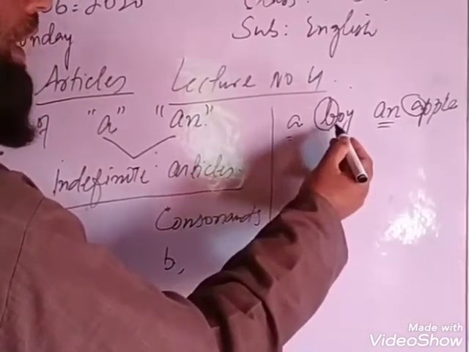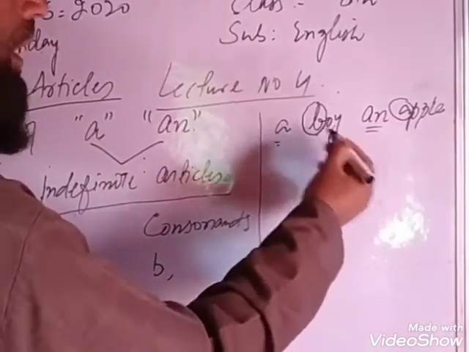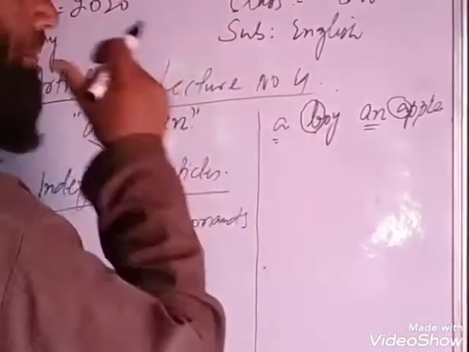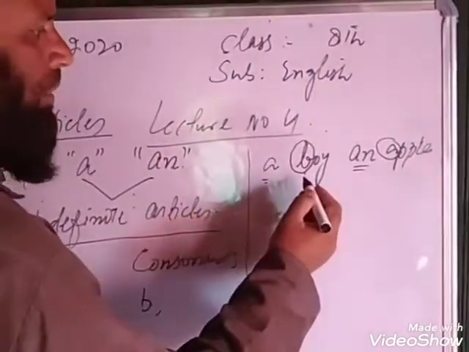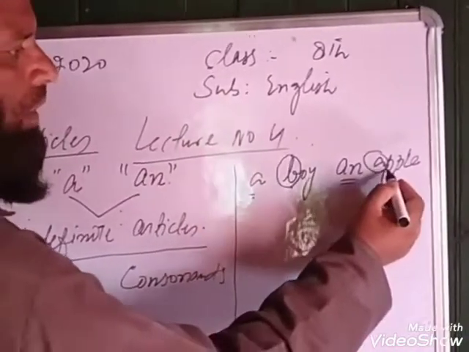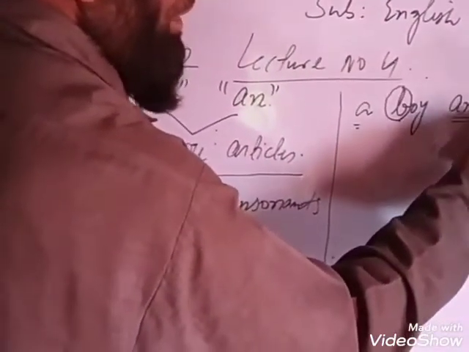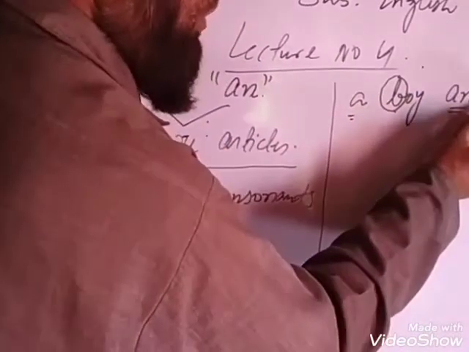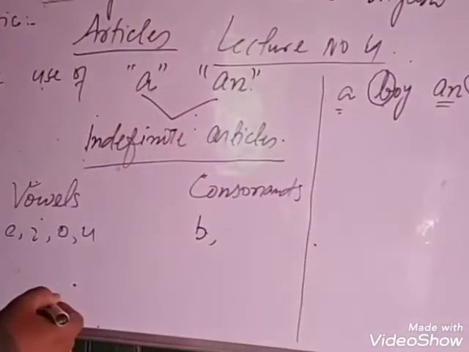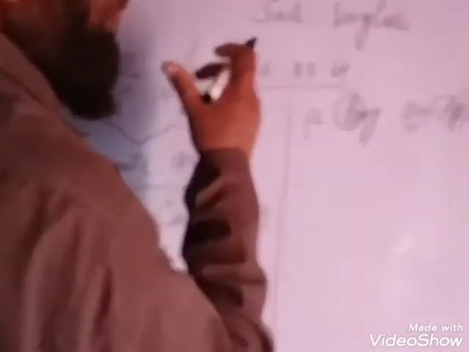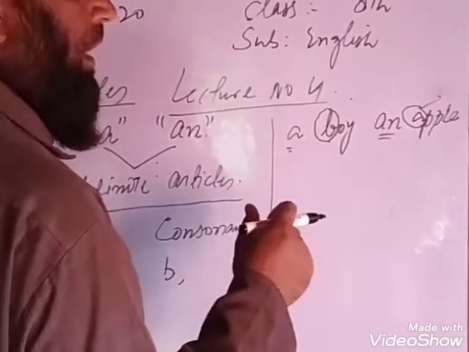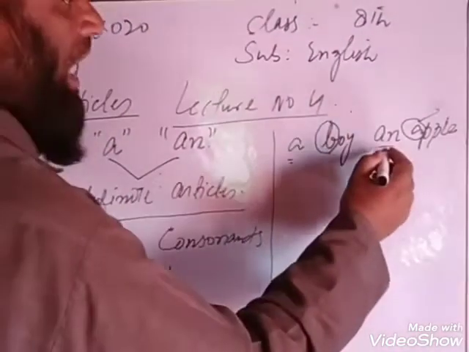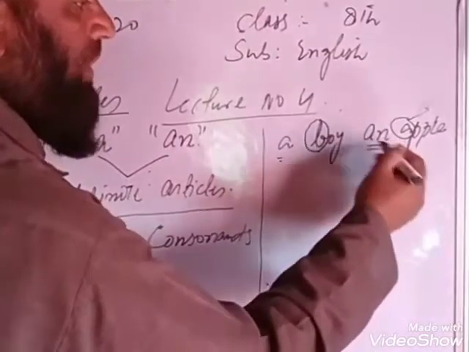Boy. While articulating the noun boy, we touch our lips. B is a plosive sound. Now in articulating apple, while articulating this vowel sound, A, we don't touch any part of our mouth. Simply there remains the vacuum, it remains vacant. An apple. So that is why we use an.